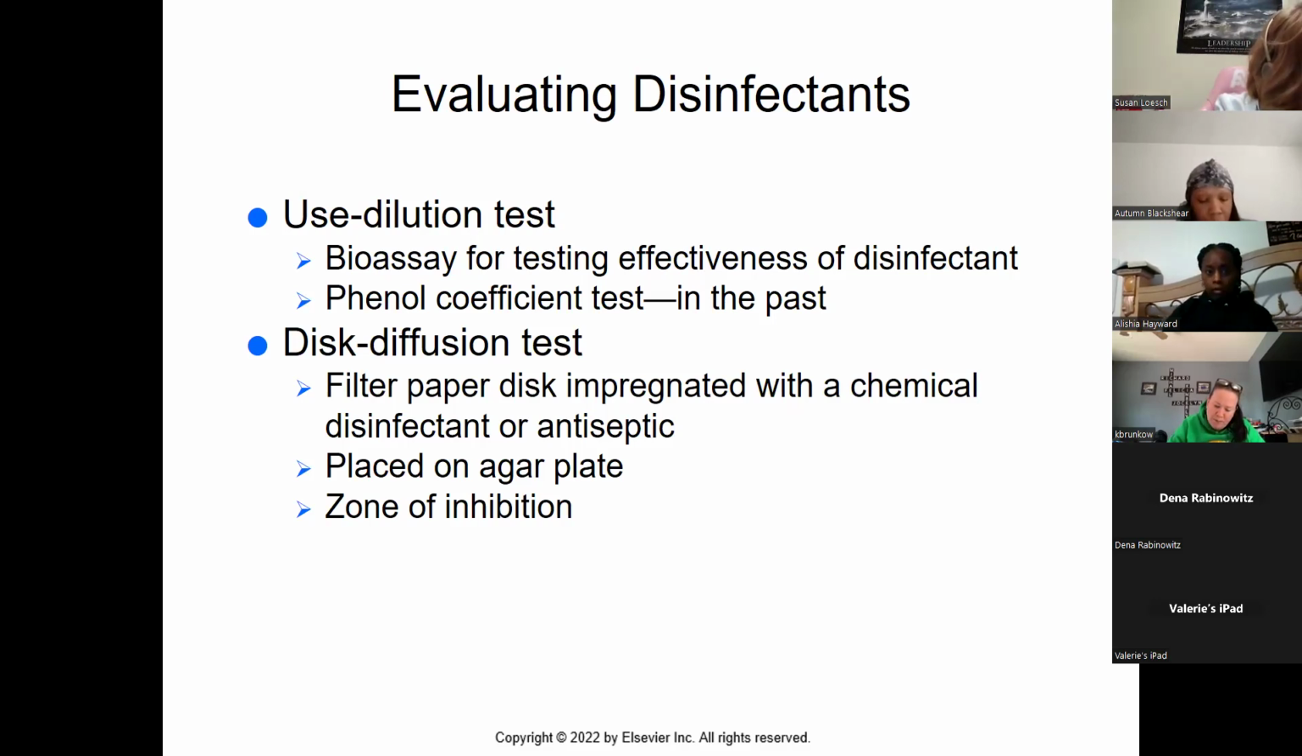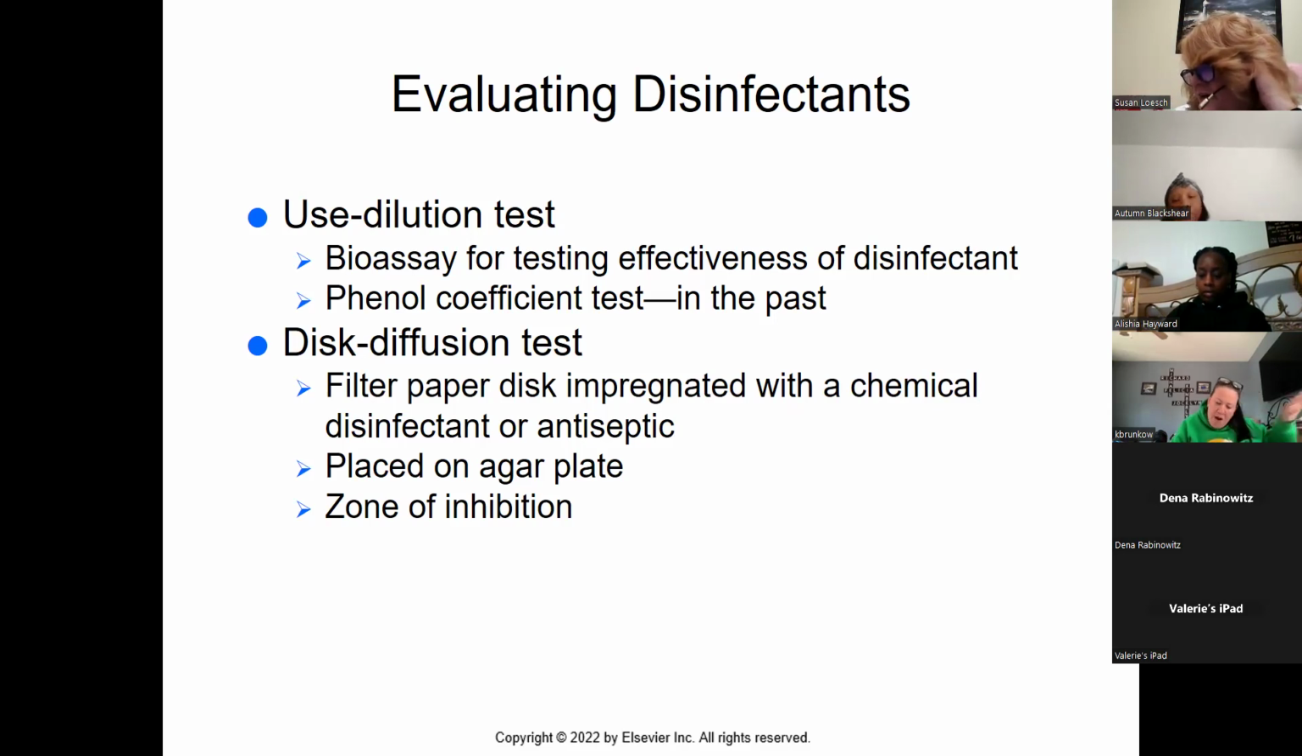The efficiency of a disinfectant or antiseptic can be tested by two methods: the use dilution test and the diffusion method. The use dilution test is a method for testing the effectiveness of the disinfectant and the antiseptic. In the past, disinfectants and antiseptics were tested using another procedure that compared the activity of the disinfectant with that of phenol. Now we use the use dilution test instead. The test organisms for this procedure are Salmonella enterica, Staphylococcus aureus, and Pseudomonas aeruginosa.